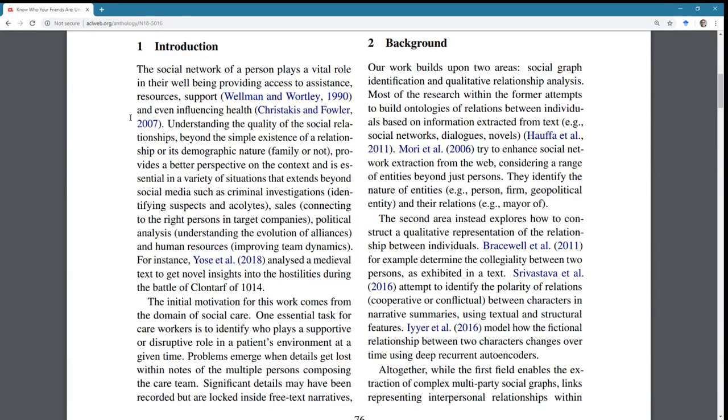Oh, that must be a technical term. That might be from the British legal system. "Sales, connecting the right person and target companies. Political analysis, understanding the evolution of alliances. And human resources, improving team dynamics."